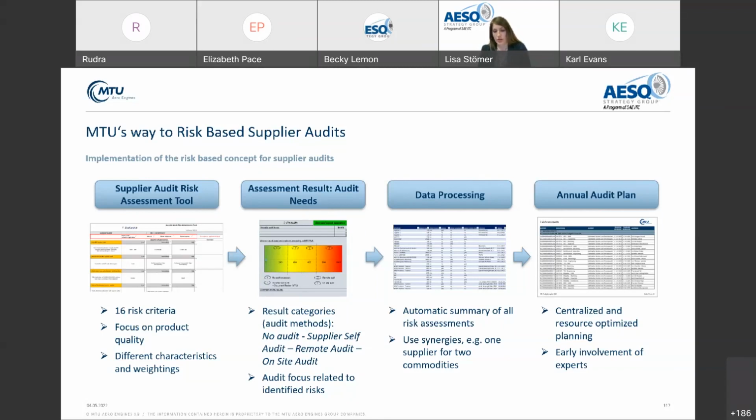We get the 3 highest rated risks out of the tool. And so the responsible person can also give a recommendation for the audit type. So for example, a special process audit is needed.